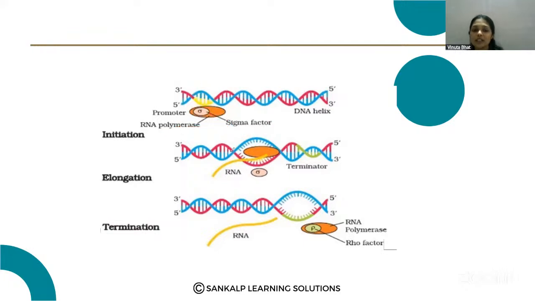So what happens in elongation? In elongation the continuation of the synthesis of this RNA takes place, that is the elongation. Termination is where it ends. Okay, so these three steps are involved in the transcription.